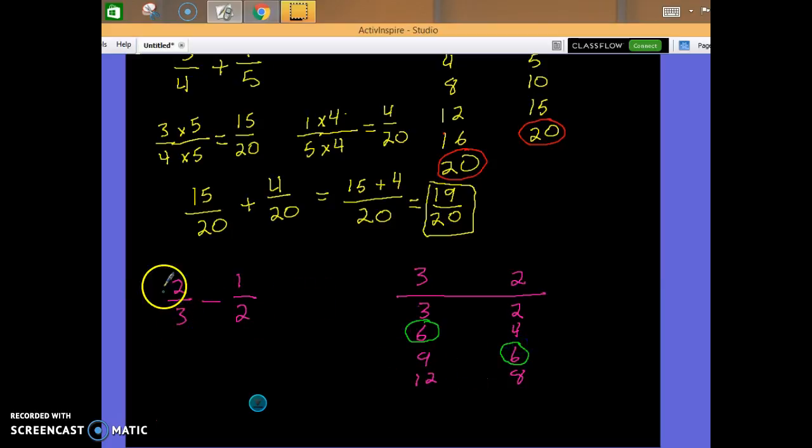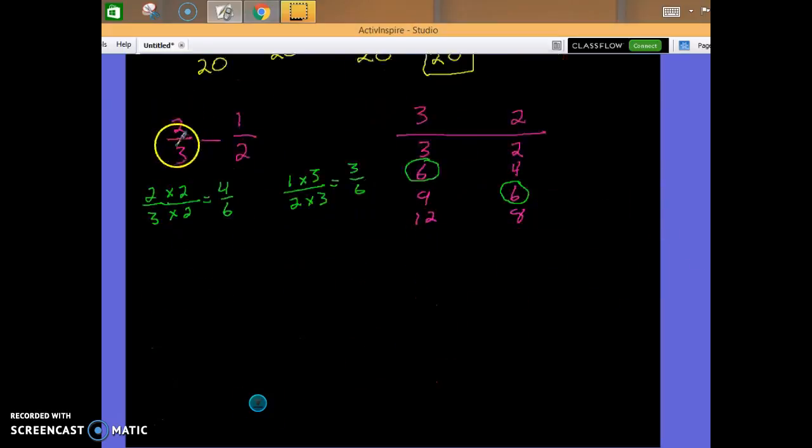So that means this fraction, 2/3, I'm going to multiply both these numbers by 2 because it's the second number in this column. So this can be rewritten as 4/6. And then for the 1/2, I'm going to multiply both these numbers by 3 because it's the third number in this column. So this becomes 3/6.